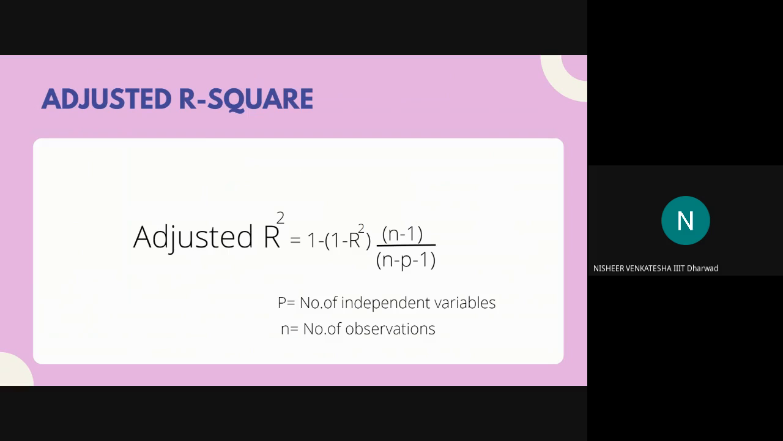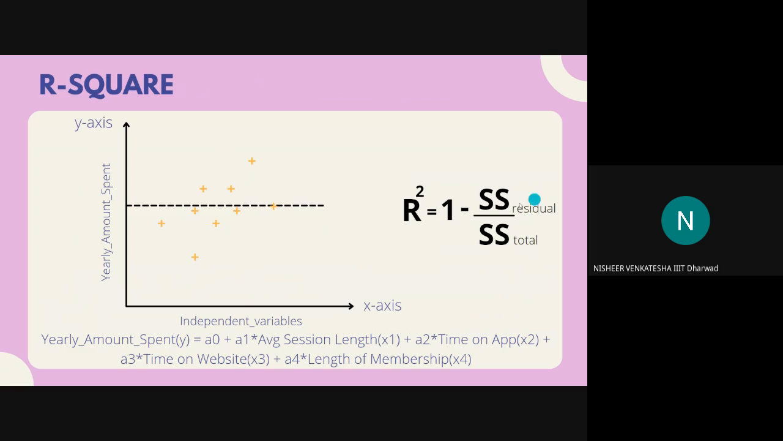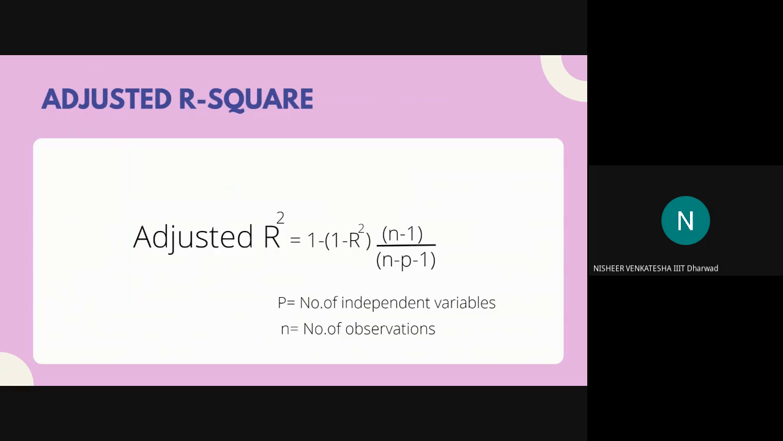But when it comes to multiple linear regression, there are many independent variables added. So the SS residual, even if we add good independent variables or bad independent variables, the SS residual value will always be minimum. So we can't make the difference, the R square value will always be higher. It will never decrease. So to rectify this problem, we introduce the adjusted R square.